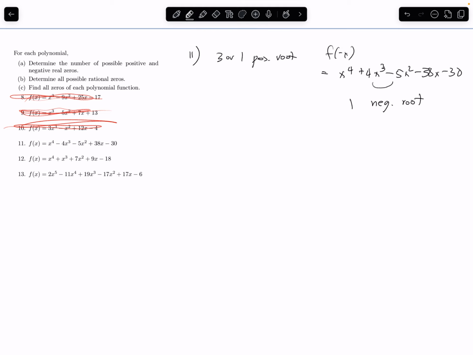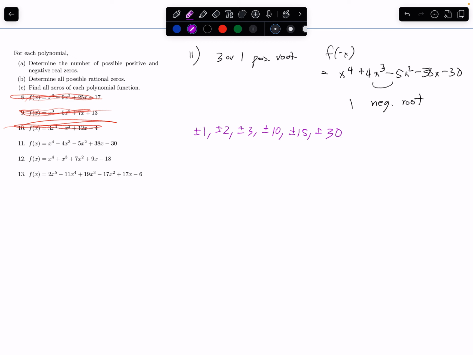And then let's look at what are the possible rational roots now. P should divide 30, Q should divide 1. So possible rational roots are going to be plus or minus 1, plus or minus 2, all are just basically the factors of 30. Plus or minus 3, plus or minus 10, plus or minus 15, and plus or minus 30.